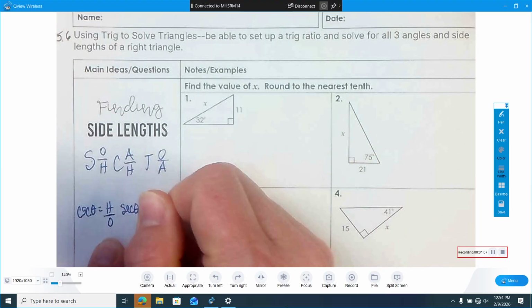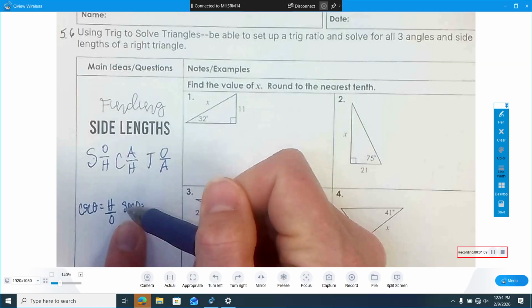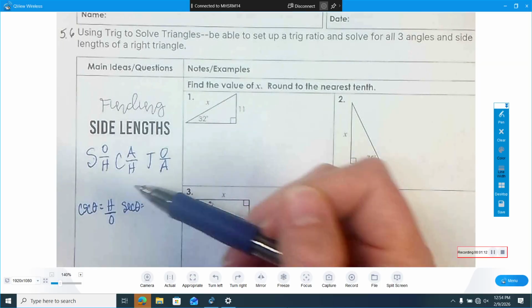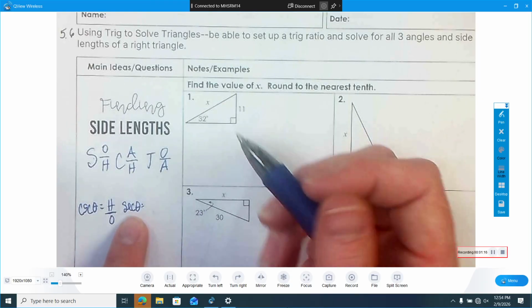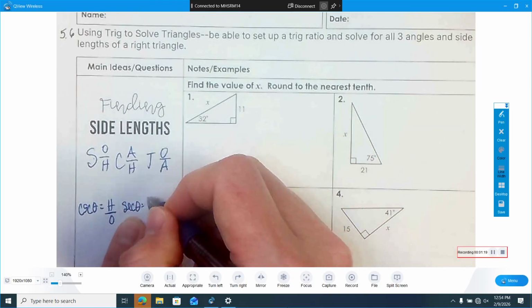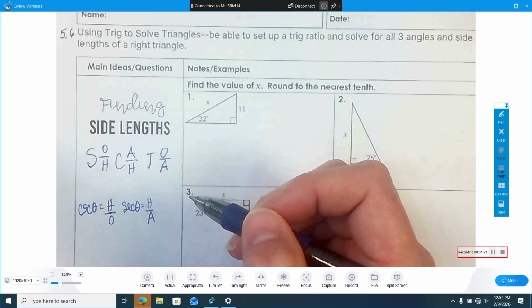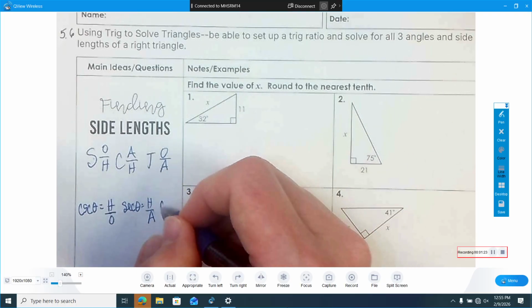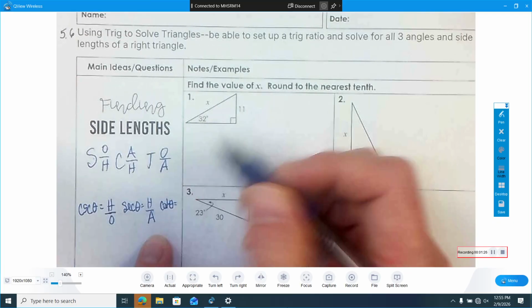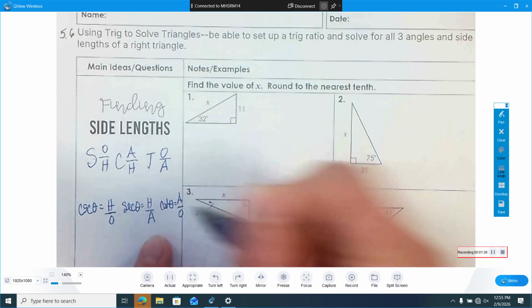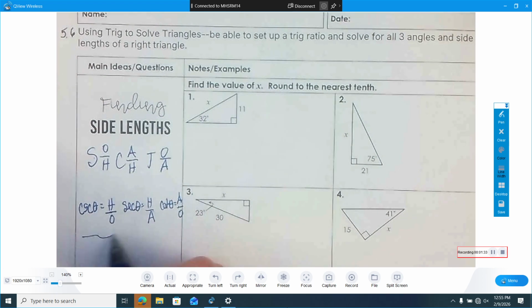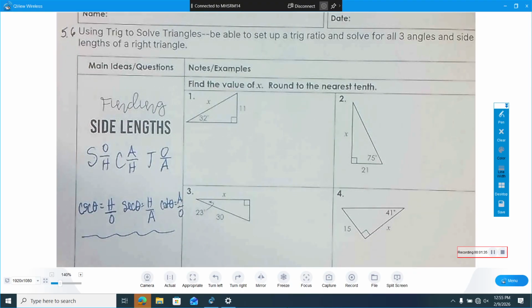Secant of an angle is the reciprocal of cosine. So they have a C and an S combo there. And so secant would be what over what? H over A, hypotenuse over adjacent. So it's just the reciprocal, the flip of the fraction. And then cotangent is the only one that really makes sense all the time, and it is adjacent over opposite. So just as a refresher, those reciprocals are going to come up again in the last set of problems on today's work.